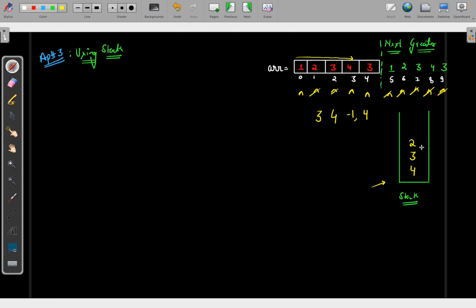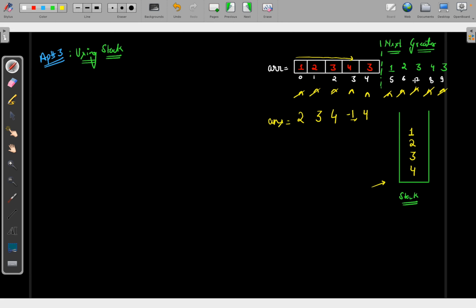For 1, is the topmost element your answer? Yes, 2 is greater than 1. So 2 is my answer. Again, before moving, I will push 1 to the stack. And these are all my required elements. This is my required answer. So I am able to find the answer.